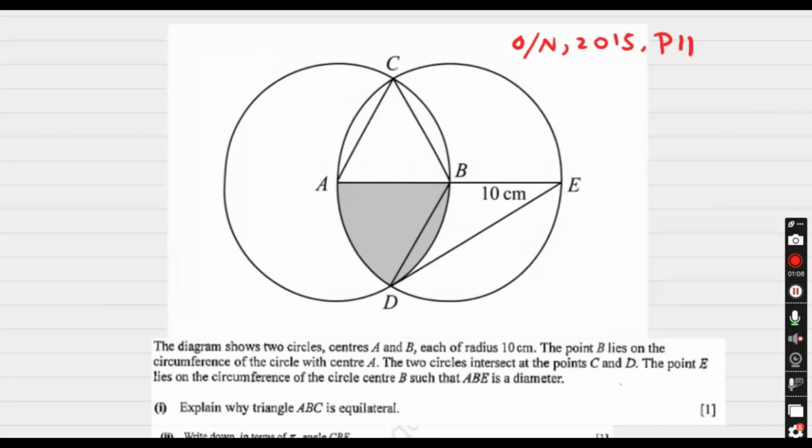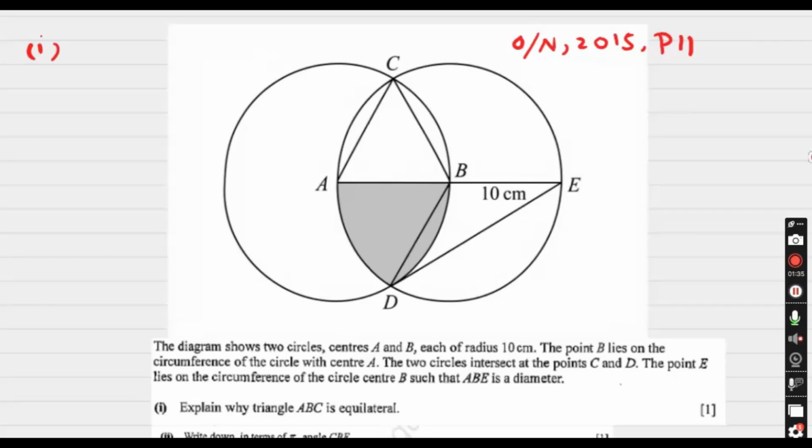Part number 1. Explain why triangle ABC is equilateral. This is part number 1. Students, you know, an equilateral triangle is a triangle whose all three sides are equal. So we have to show that this triangle is equilateral.